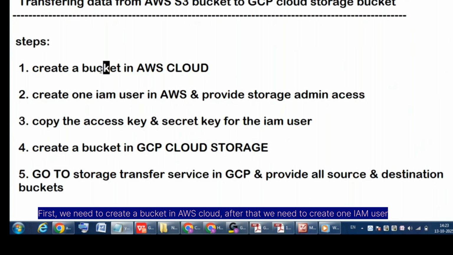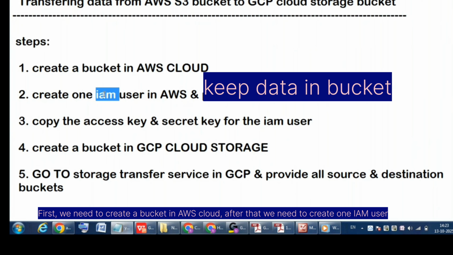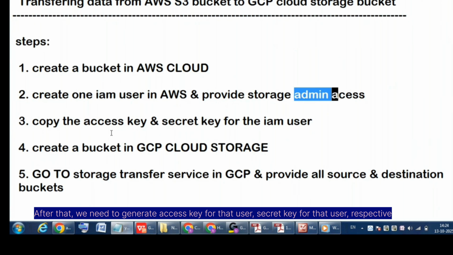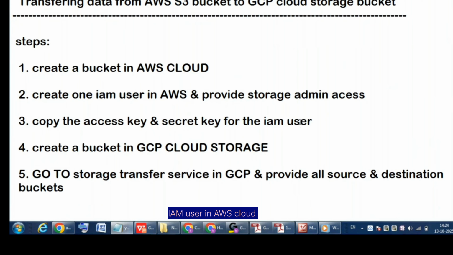First, we need to create a bucket in AWS cloud. After that, we need to create one IAM user in AWS cloud, and we need to provide storage admin access to that particular user. After that, we need to generate access key and secret key for the respective IAM user in AWS cloud.